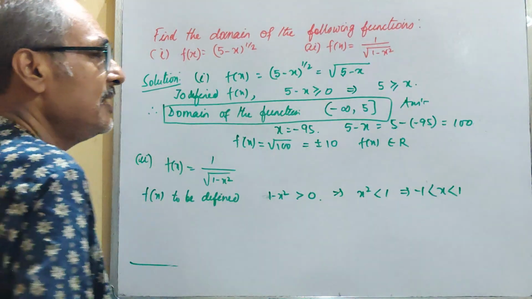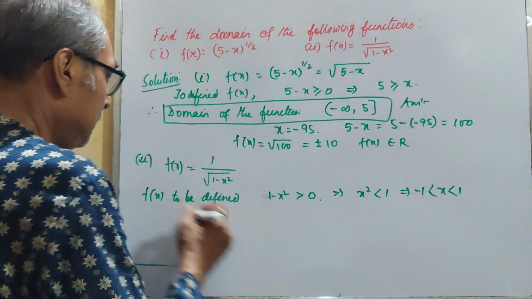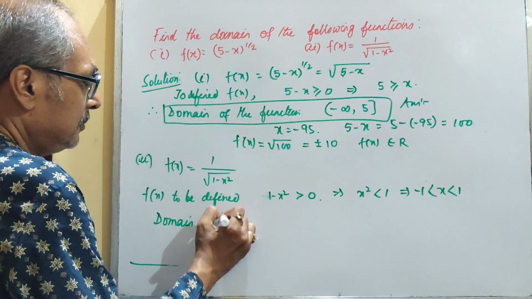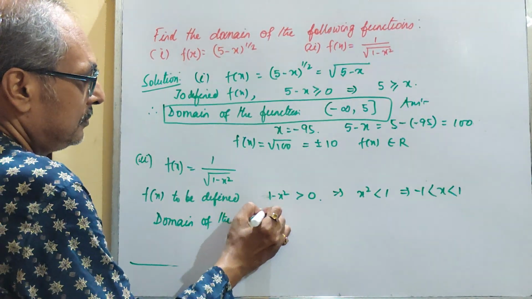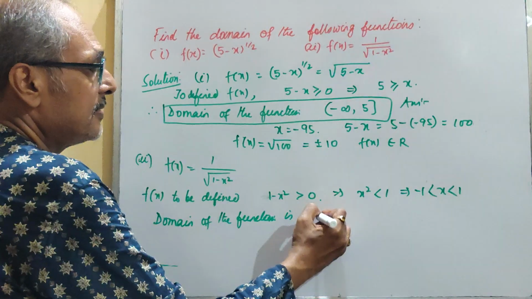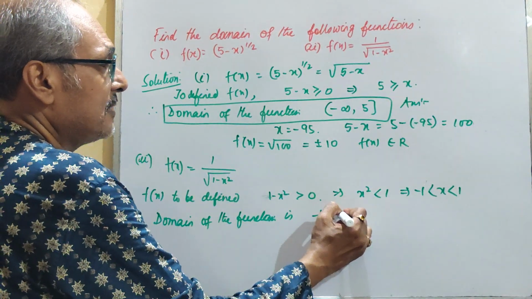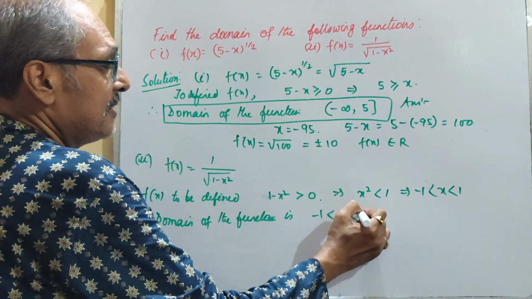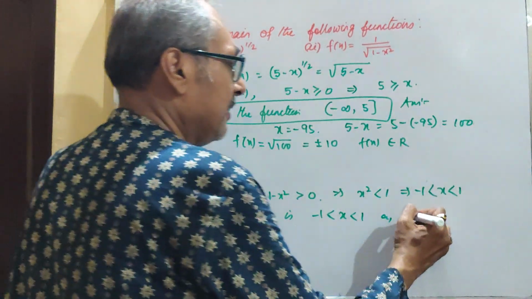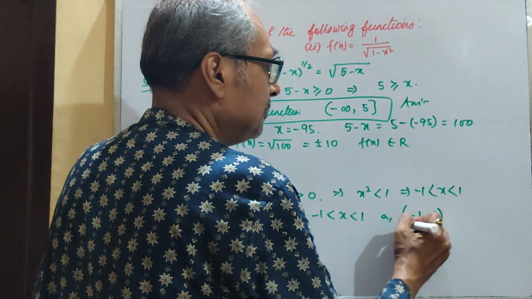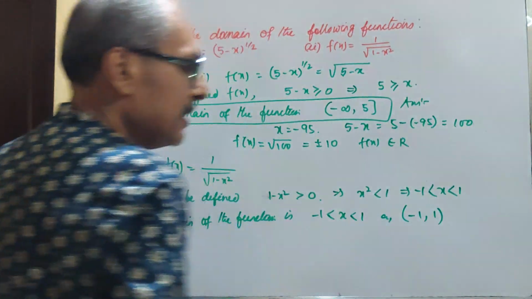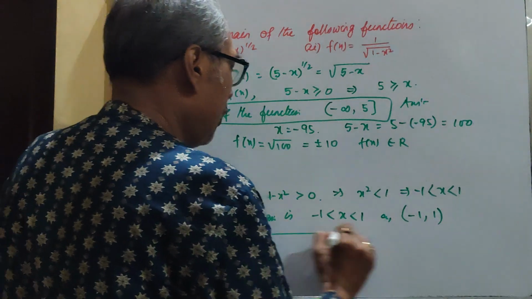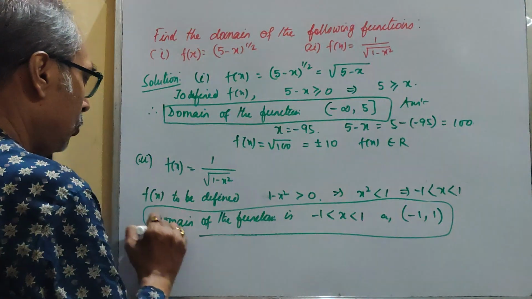The domain of the function is minus 1 less than x less than 1, or we can write it like this: the open interval minus 1 comma 1, in this way. This is the answer of part 2.